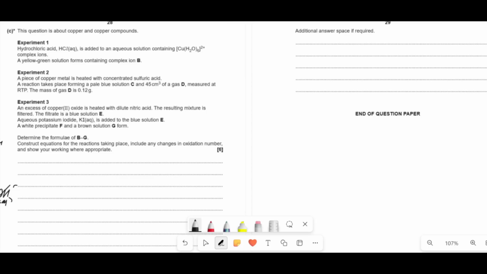This question's about copper and copper compounds. Hydrochloric acid is added to an aqueous complex of [Cu(H2O)6]2+, and it gets a yellow-green complex forming B. And then what else happens? You heat it with concentrated sulfuric acid, a reaction takes place, we get a pale blue solution C and this much gas at room temperature, and the mass of the gas is that.